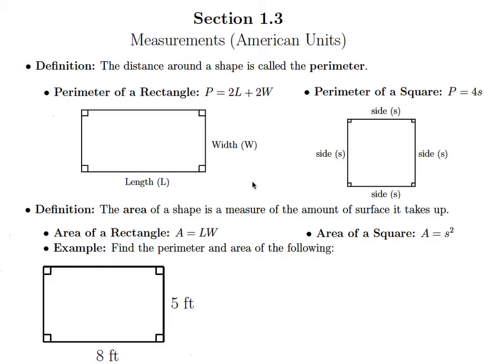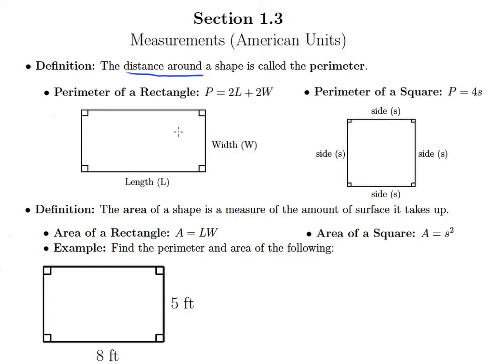In this lesson we're going to look at rectangles and squares and finding the perimeter and the area of these shapes. So first of all, a definition here. The perimeter of a shape is just simply the distance around that shape.